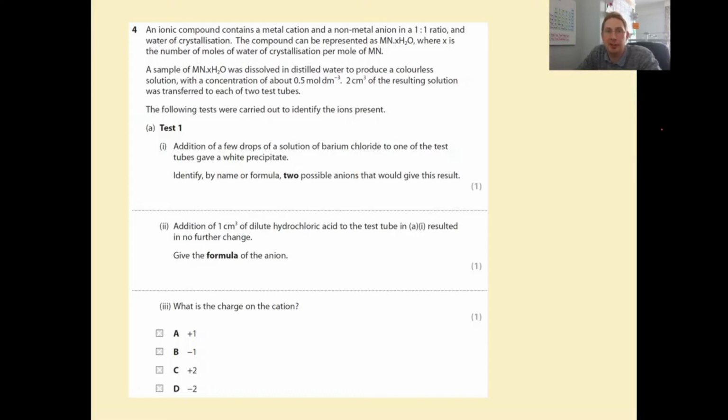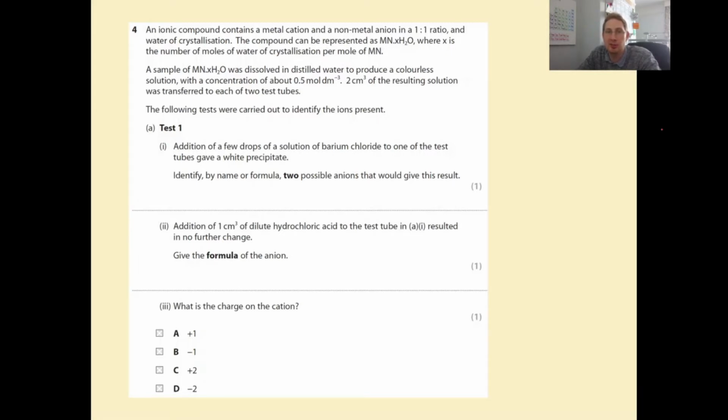An ionic compound contains a metal cation and a non-metal anion in a 1-to-1 ratio and water of crystallization. The compound can be represented MN.xH2O, where x is the number of moles of water of crystallization per mole of MN. A sample of MN.xH2O was dissolved in distilled water to produce a colourless solution with a concentration of about 0.5 mole per dm cubed.